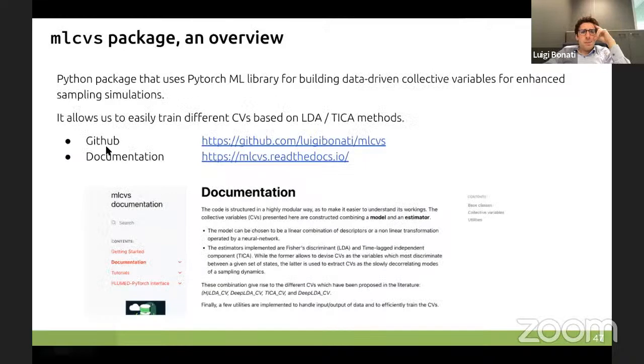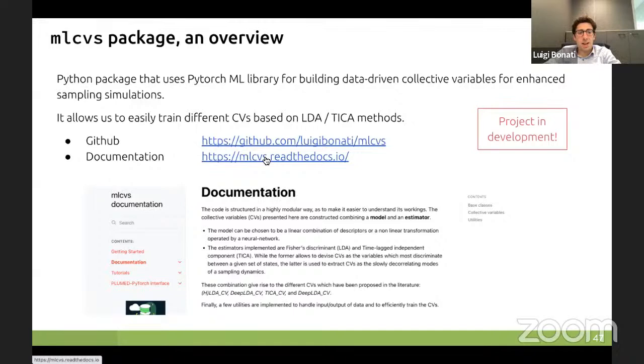Regarding the training, you could of course use PyTorch directly. I collected in this package all of the different code for training both linear and neural network based CVs, with the focus on loading the data from PLUMED and exporting the models in such a way that they can be read from PLUMED. It's still in development, so feel free to open an issue on GitHub or reach out if you find any bug or would like to ask for some extra feature.